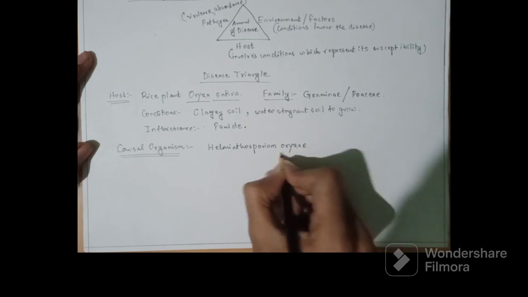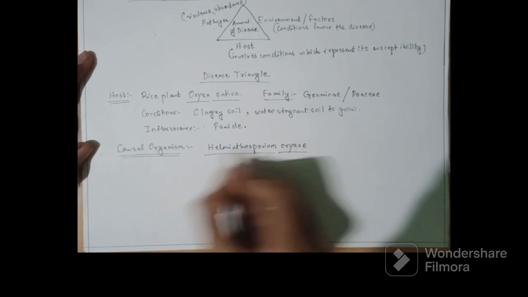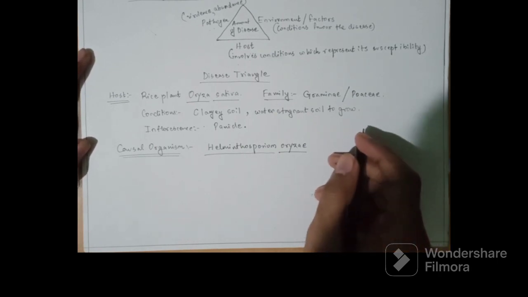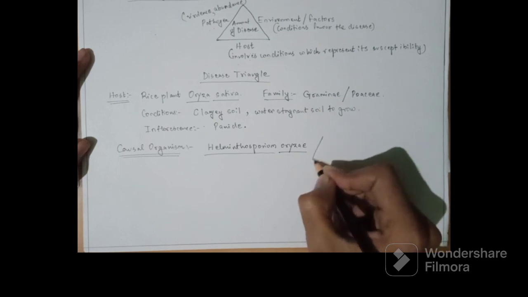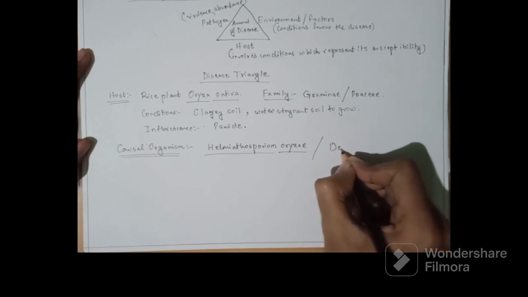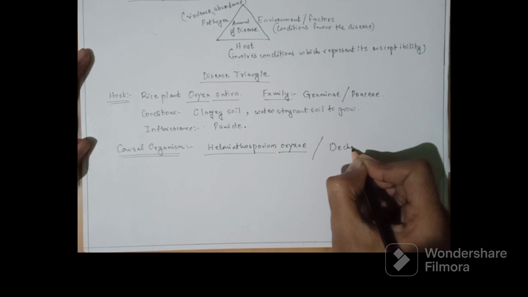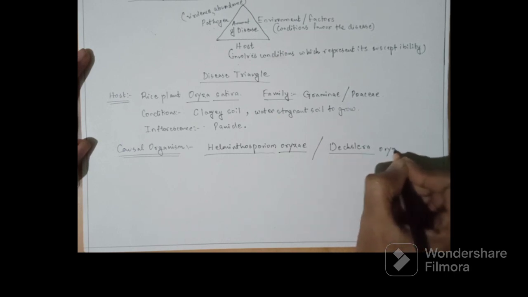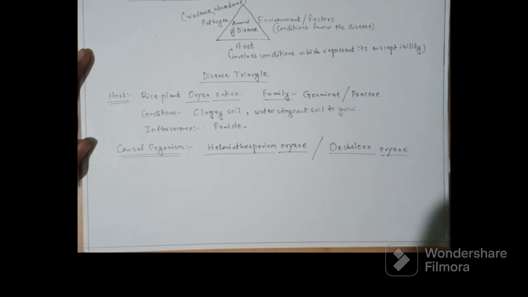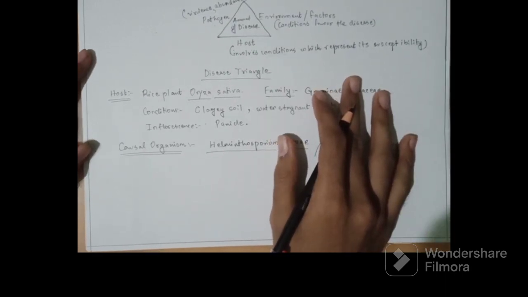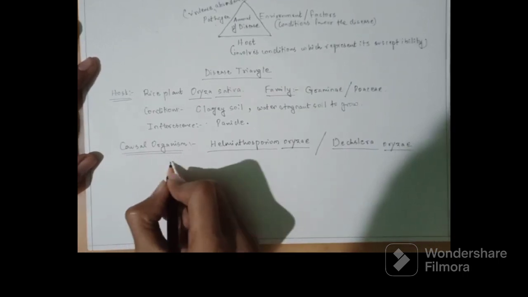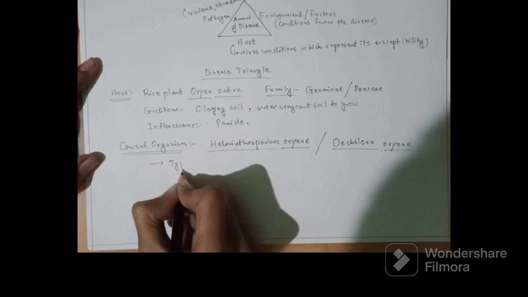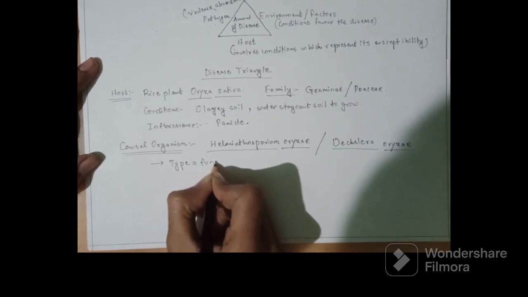Helminthosporium oryzae. Everyone should be careful about the spelling when writing the scientific name of this pathogen. Or it has a synonym, which is the current name given to it: Dreschlera oryzae. Now we know this pathogen is a type of fungus.